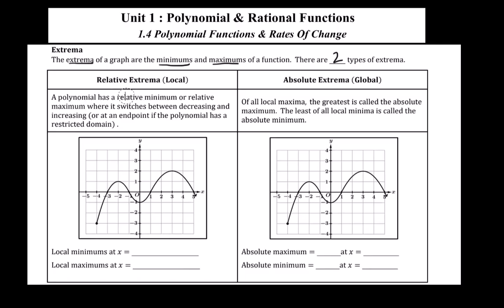So a polynomial has a relative minimum and relative maximum where the graph switches between decreasing and increasing, or increasing and decreasing, or at the endpoint, if the polynomial has a restricted domain. If it doesn't have a restricted domain, then we are not counting those points. But always when you look for this, we're looking for the x value, unless the question asks where that is taking place.